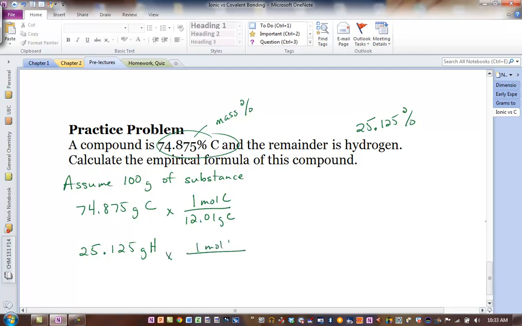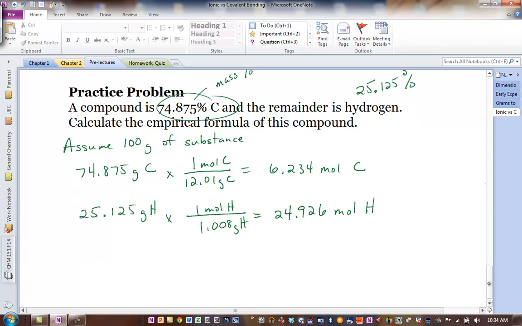Hydrogen. 1 mole of hydrogen is 1.008 grams of hydrogen, directly from the periodic table. And we do our calculations here, which you know how to do already. So really nothing new here. 6.234 moles of carbon. And 24.926. I think I carried an extra sig fig there, but that's okay. We're going to get to whole numbers anyway, hopefully. And there is our mole ratio. For every 6.234 moles of carbon, we have 24.926 moles of hydrogen.